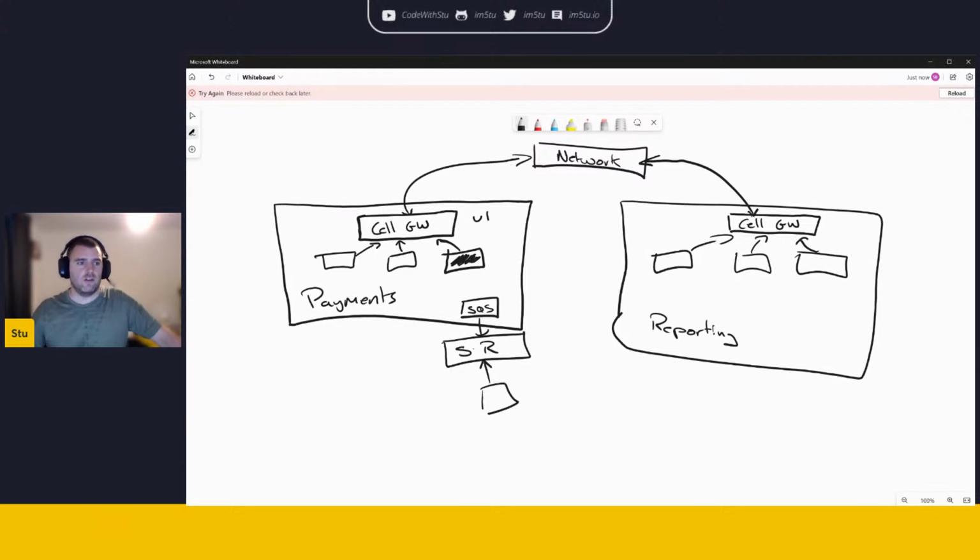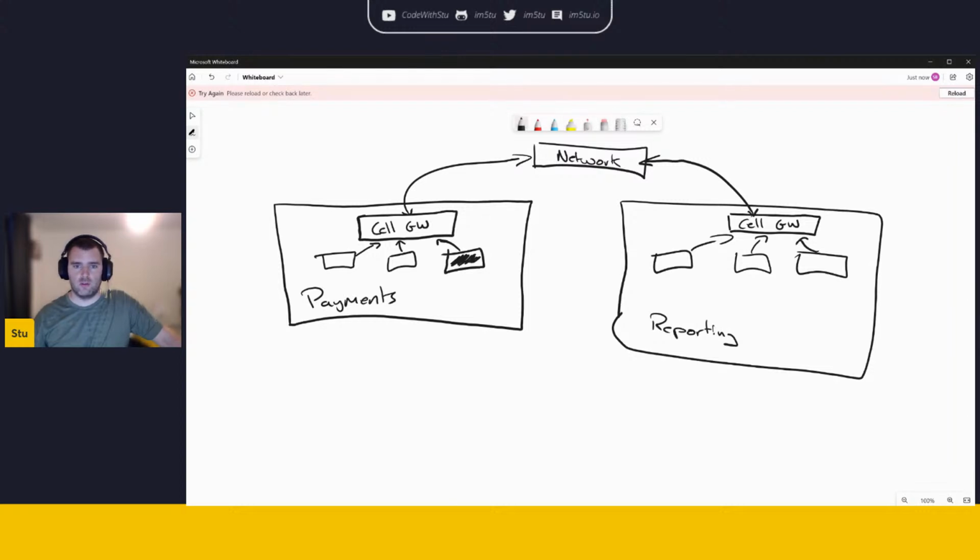If you haven't seen cell-based architectures before, I would definitely go and look at them, because there are a lot of other additional benefits that you can get from a cell-based architecture. One of the big ones is around observability.